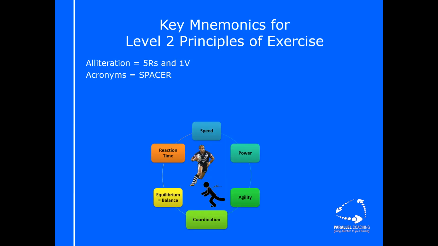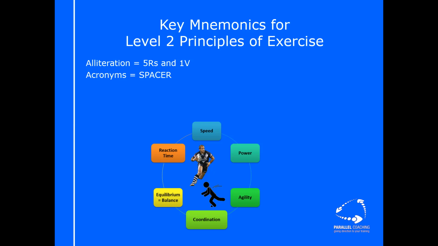So next we have acronyms. Now acronyms are really, really popular and really effective at being able to really link that information. As part of your level 2 principles of exercise exam, you need to remember 2 different lists. One of them is health related exercise and the other one is skill related exercise and the areas associated to it. So here we've got an acronym to help you remember the skill related fitness. So this is speed, power, agility, coordination, balance and reaction times. Now we've turned this into the acronym SPACER, and you can see this on the screen here.